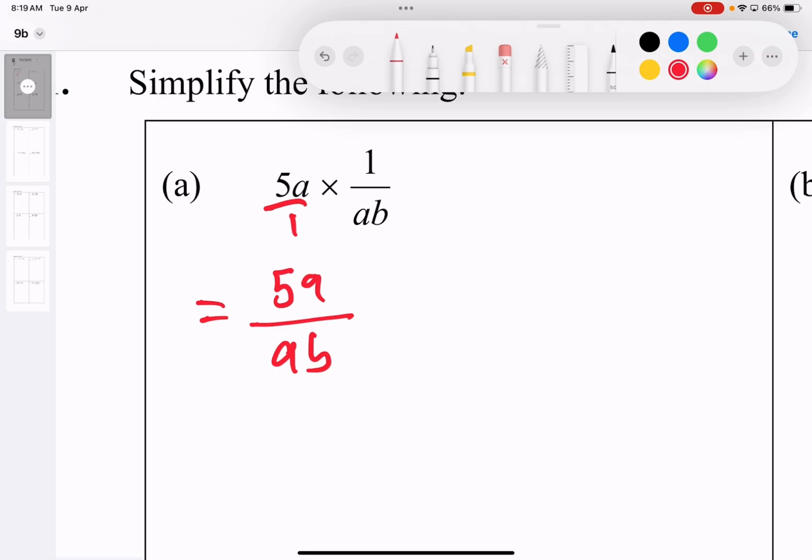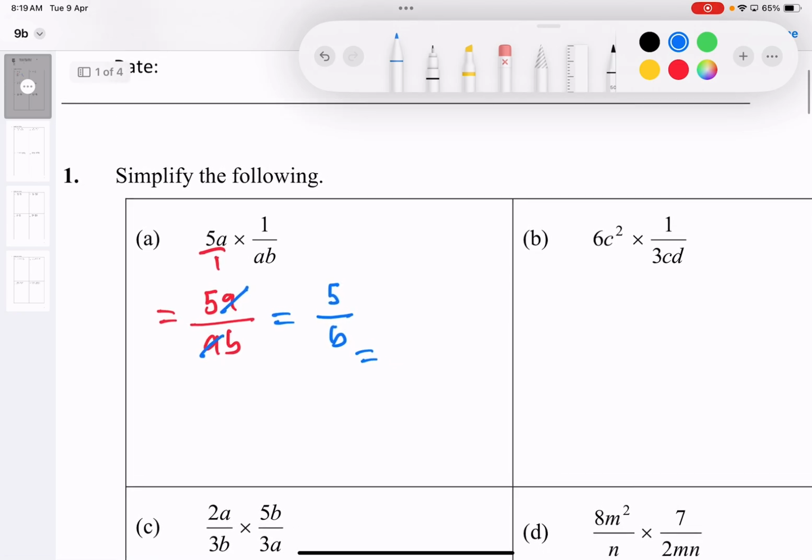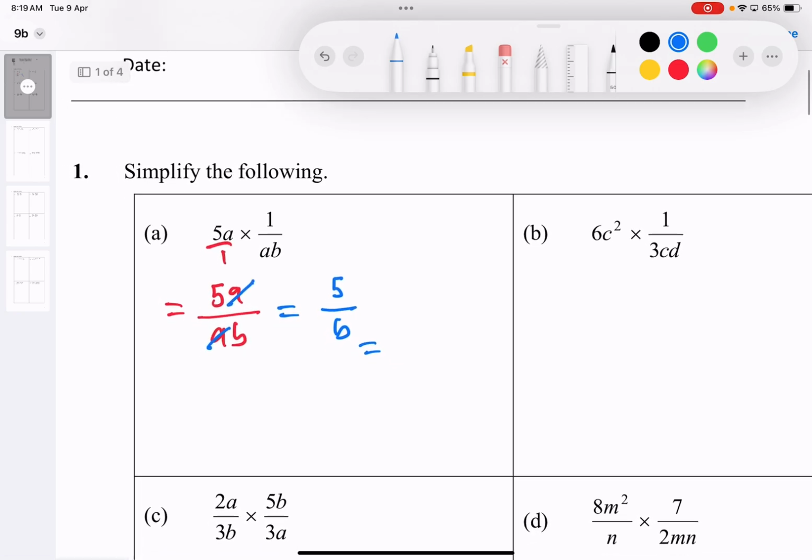Now, once you get it inside here, it is exactly the same as your previous topic. All you have to do is cancel the common factors. So I have a here, I have a here, so I'm just going to be left with 5 over b. A relatively simple topic. The only thing that I need you guys to do is to do multiplication. Alright, let's go through one more.